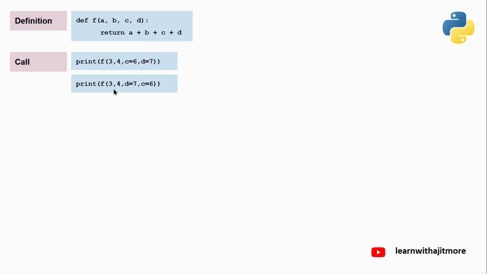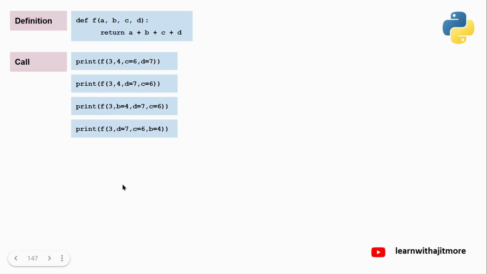Now in the second case, you're passing the first two positional, remaining two keyword, and you can check the order: D equal to 7, C equal to 6. Doesn't matter. In the third case, only the first positional I've given, A as 3, and the remaining 3 I have given as keyword. See, first B, then D, then C. In the fourth case, also you can see the first one is positional and the remaining 3 are keyword. Once you start with keyword, the order doesn't matter. Get it? 7 is with D only, 6 is with C, 4 is with B.